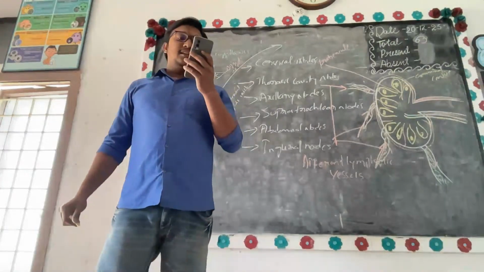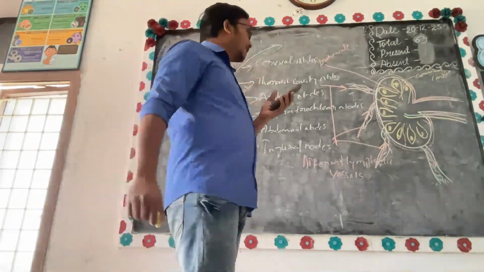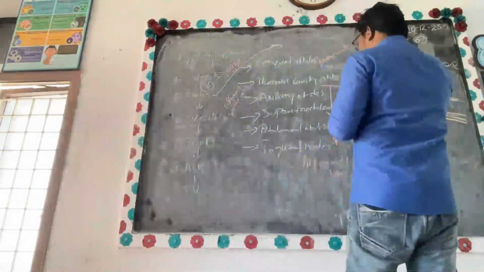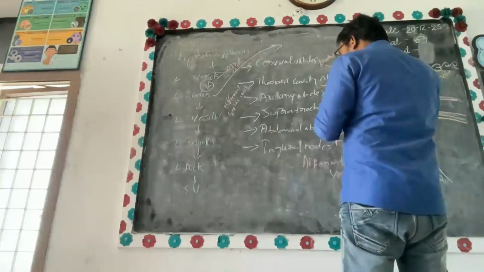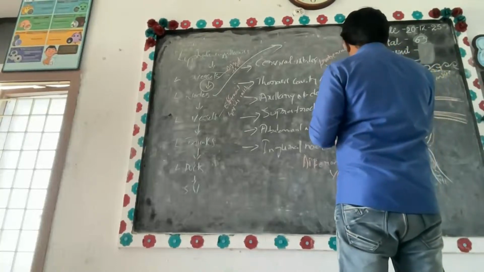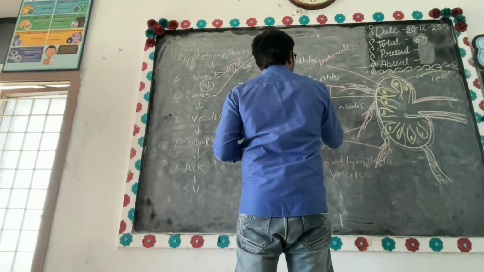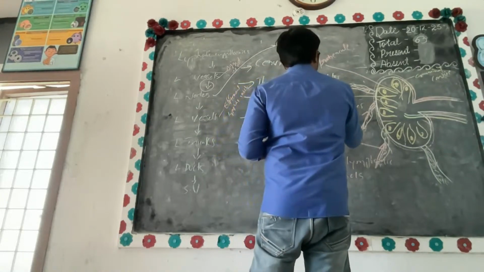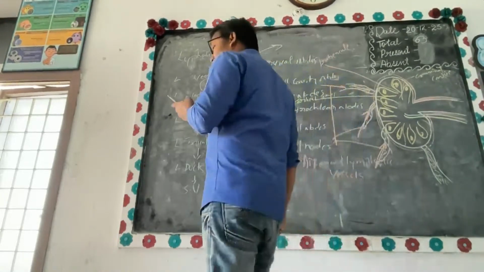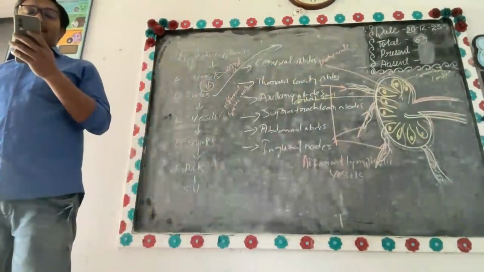Now listen to me. The space between the two germinal centers is called a cortical sinus. This is called a cortical sinus.